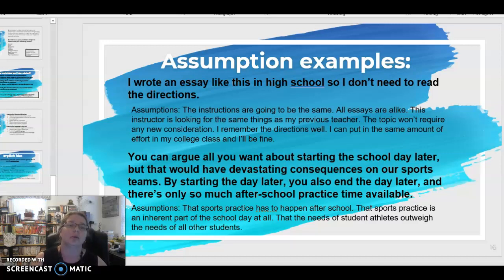Secondly, we're assuming that sports practice has to happen after school. Why not give those athletes the time in the morning to practice? It also makes the assumption that what needs to happen for athletes outweighs the benefits that there would be to the entire student body if we changed the school hours. So there are several assumptions that that argument is built on, and if you were going to have a discussion about this topic, it would be important to point those assumptions out before you could move forward with this argument.